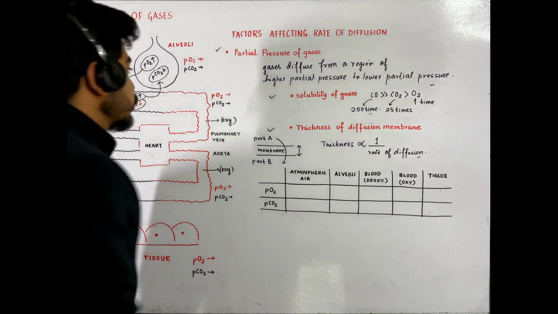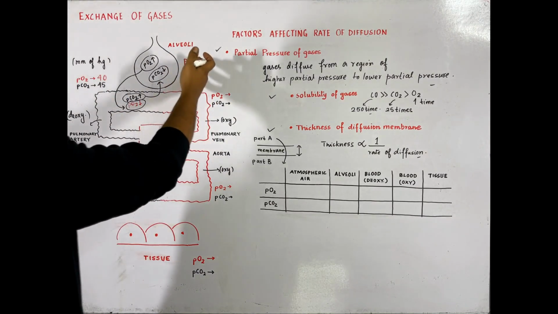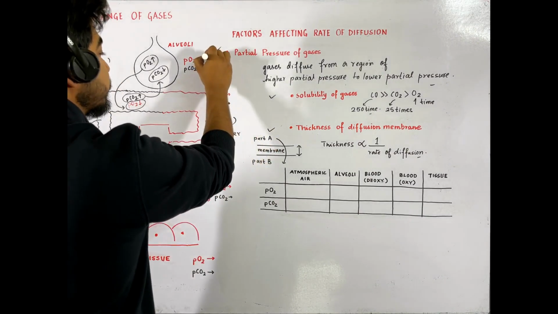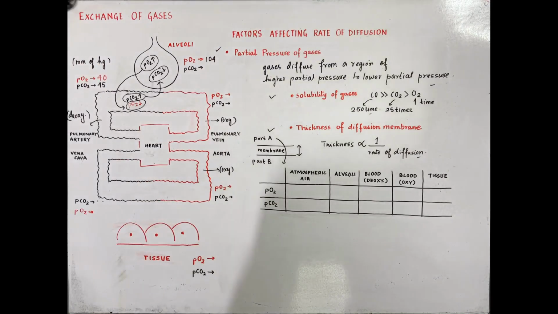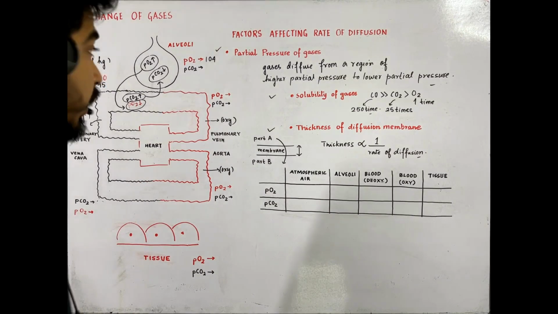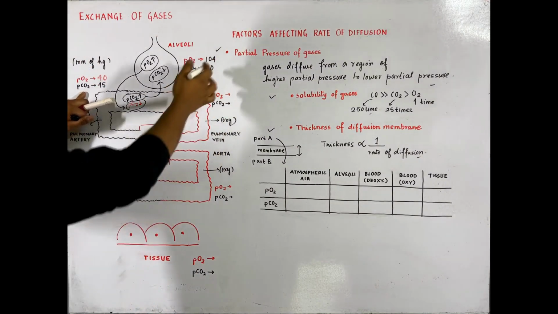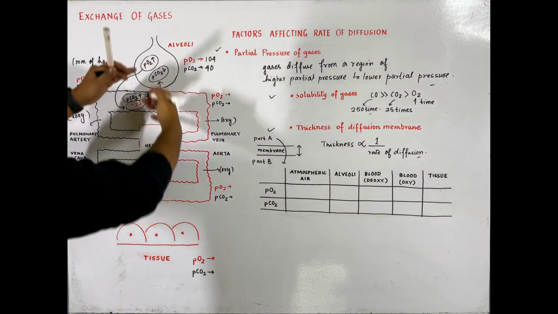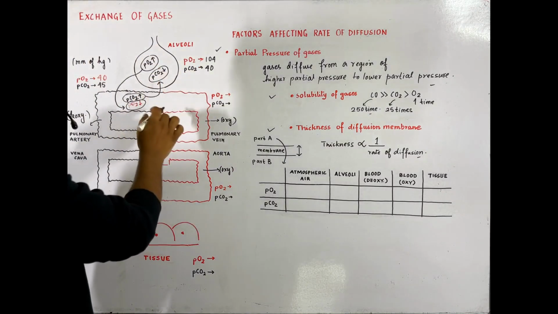Okay, so after this diffusion of gases, the partial pressure of oxygen in the alveoli is 104 mm of Hg, and the partial pressure of carbon dioxide is 40. Higher partial pressure to lower partial pressure. Now the exchange has taken place, and more oxygen has entered the vessels.